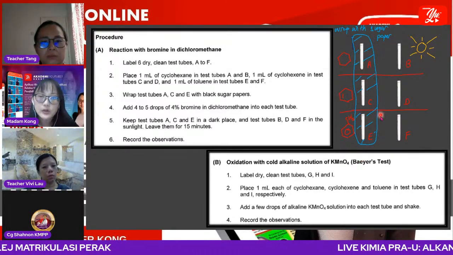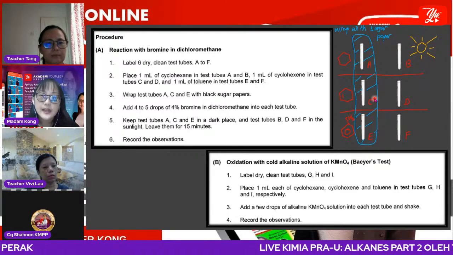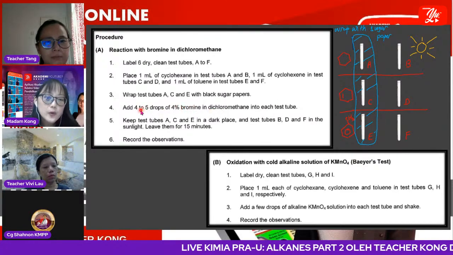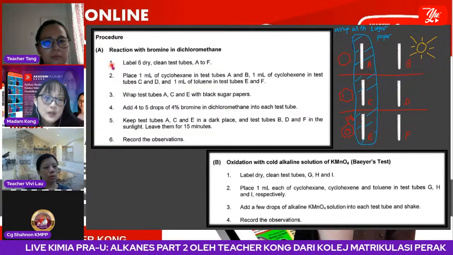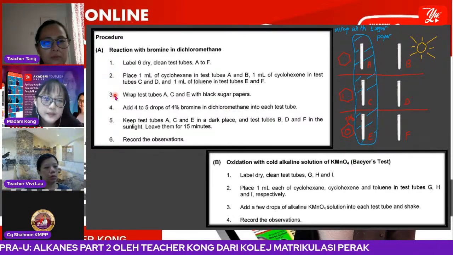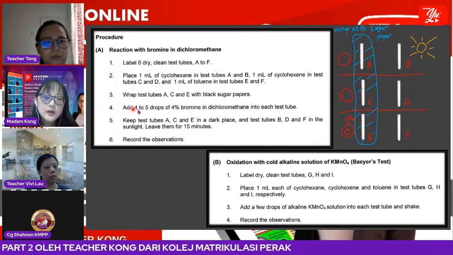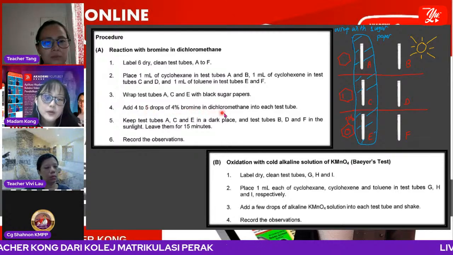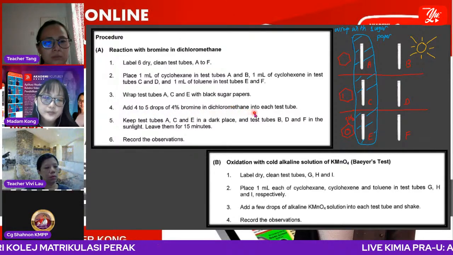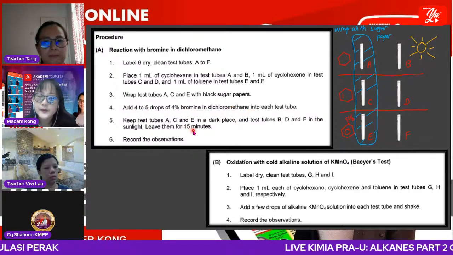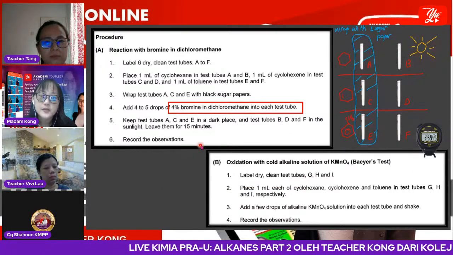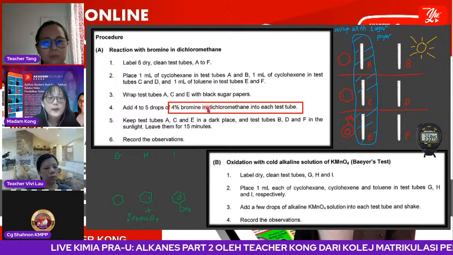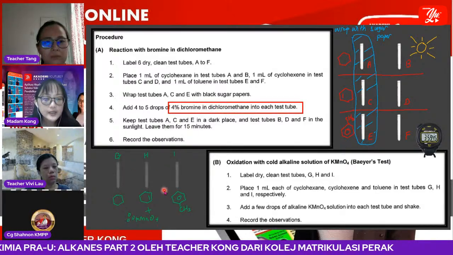Make sure you set up the condition first, and then only add 4 to 5 drops of bromine solution. You have to set up steps 1, 2, and 3 first, then only proceed with step 4, add 4 to 5 drops of bromine in dichloromethane. And then leave for around 15 minutes and then record the observation. Okay, for part B, you have to label G, H, I.